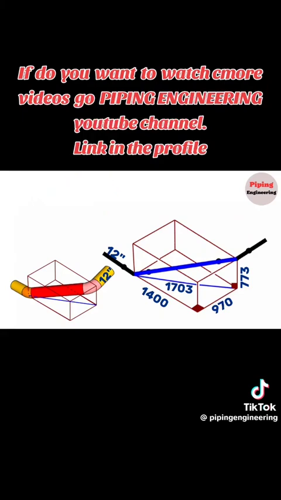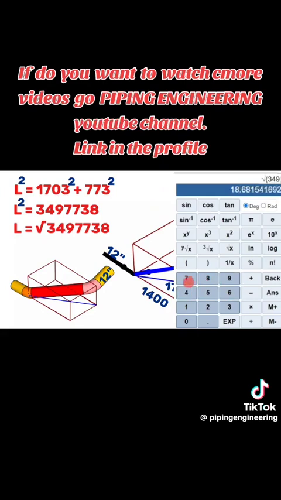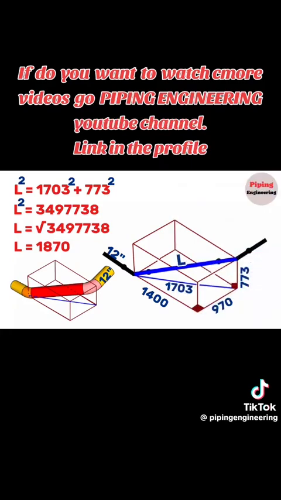If we mark the hypotenuse with letter L, according to the Pythagorean theorem, L squared will be equal to 1703 squared plus 773 squared. Continuing the calculation, we find L squared equals 3497738. We continue, L will be equal to the square root of 3497738. At last, we use a scientific calculator and find the square root of 3497738 is approximately 1870. So, we calculate and find the hypotenuse of the vertical right-angle triangle will be equal to 1870 mm.